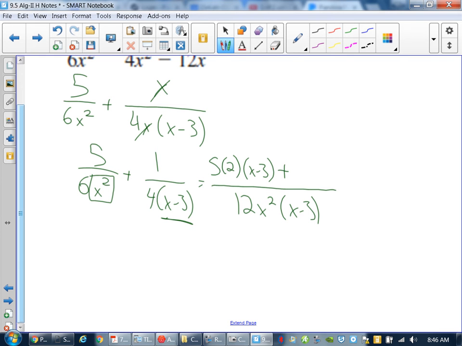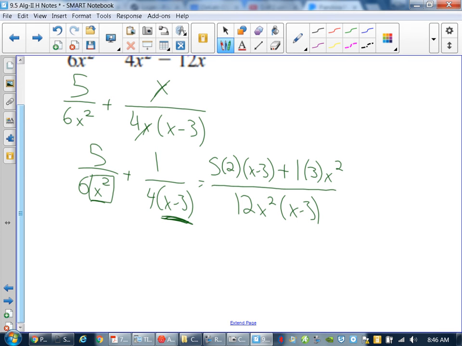And then the other side, how do you turn a 4 into a 12? Times 3, so it'll be 1 times 3. It had the x minus 3, but it needs the x squared. You're going to do a lot of what doesn't it have, what does it need to make it go through. That's the easiest way to turn these things into common denominators.